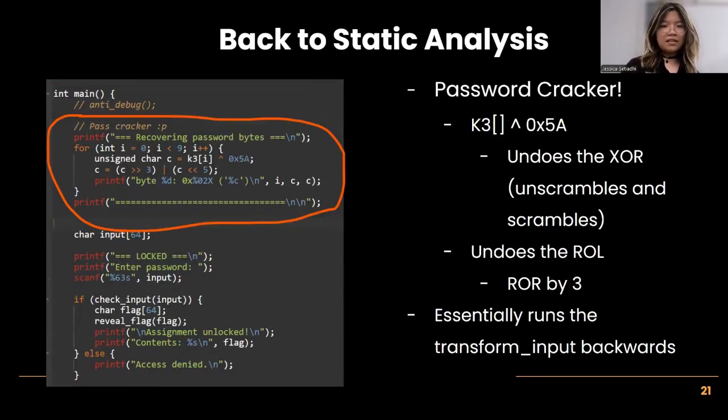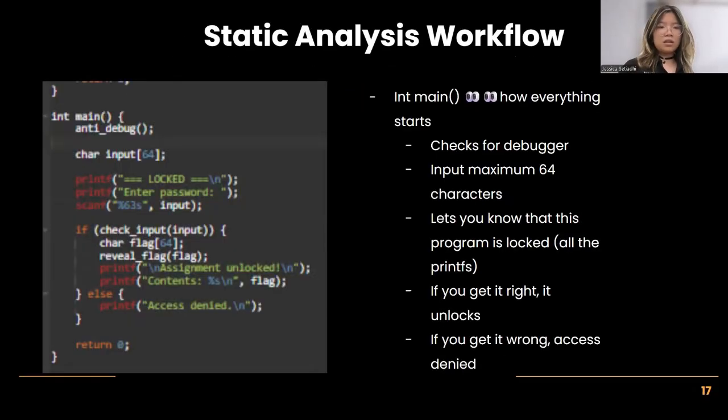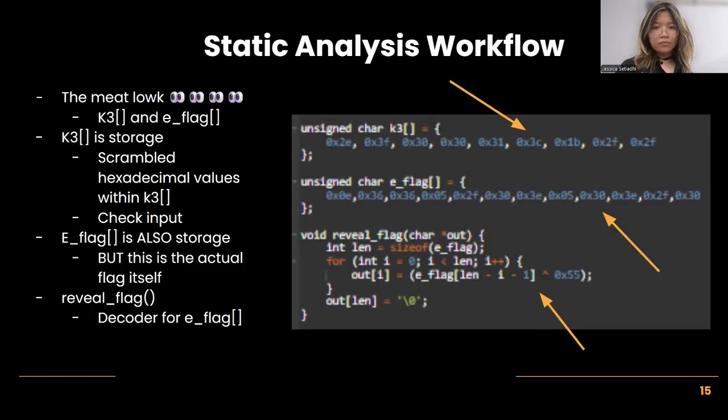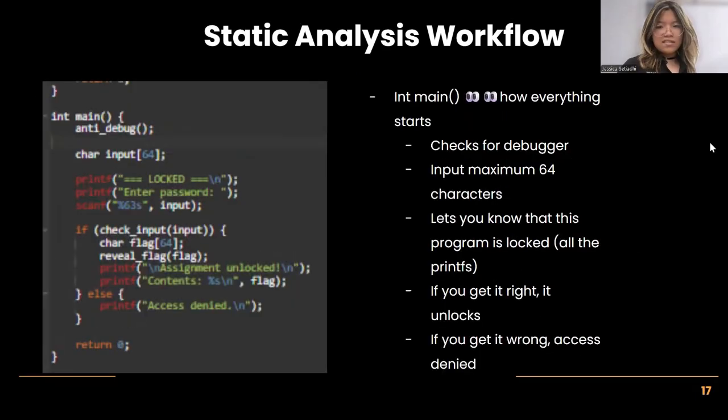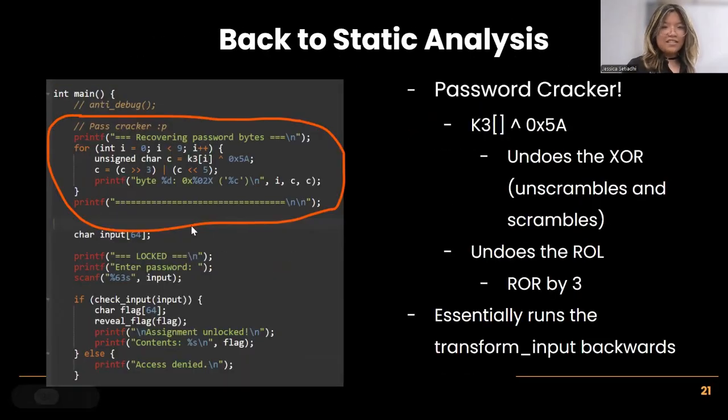And second, we make a password cracker where we essentially reverse everything that this is doing along with this. Then we take that and put it in here. This is what we're reversing. So it undoes the XOR, unscrambles the bits, and then undoes the rotating left by rotating it 3 times to the right. It runs the transfer input backwards.